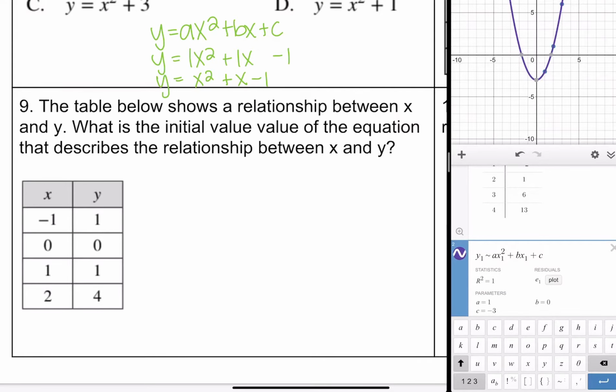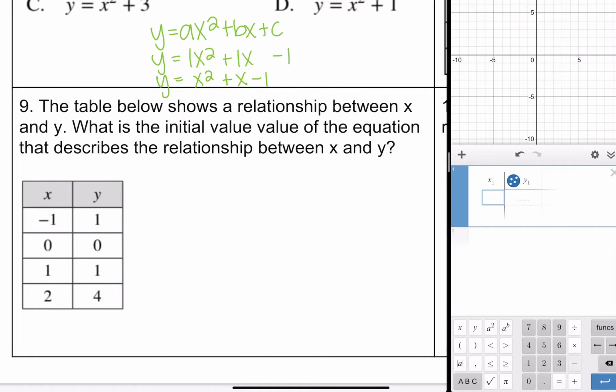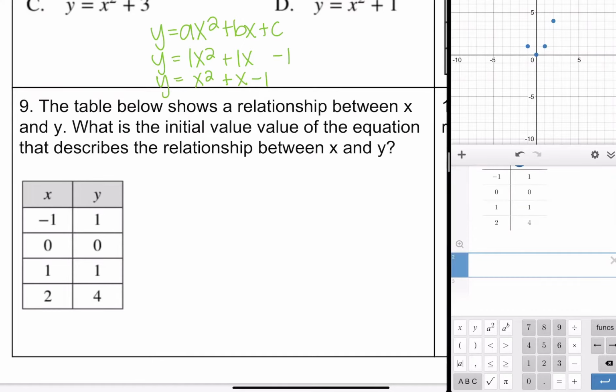Number 9, again, we are looking for the equation here. So we're going to put this table of values into Desmos. Our x's are -1, 0, 1, 2. Y's 1, 0, 1, 4. All right, and now we're going to tell Desmos to give us the a, b, and c value of the standard form of this equation.